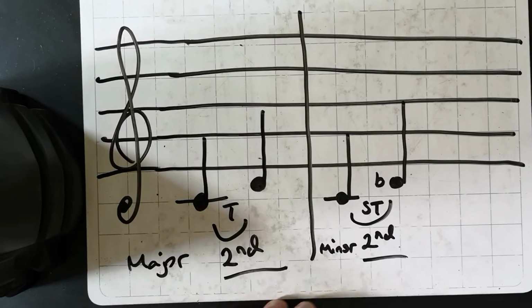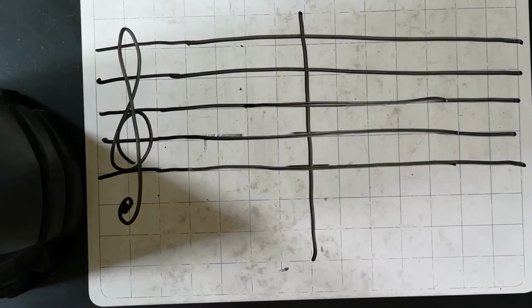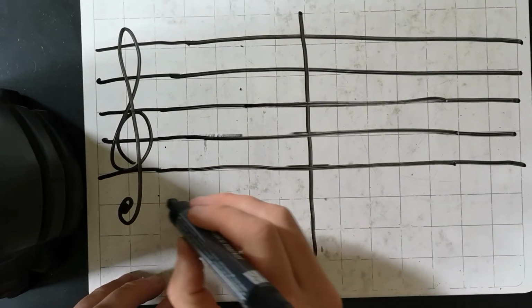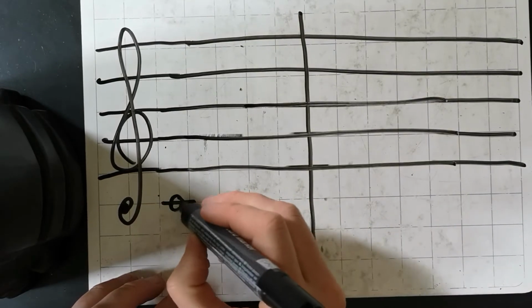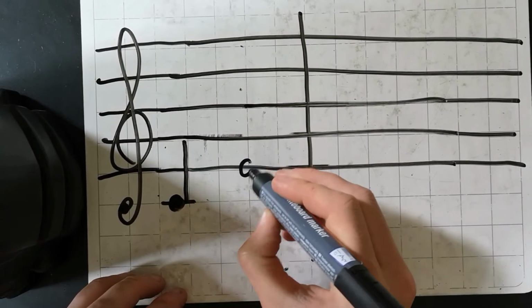Let's now do thirds. So let's start off again. C. Well, D will be my second, so I'm going to go up to E.